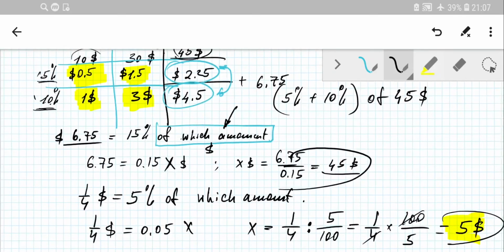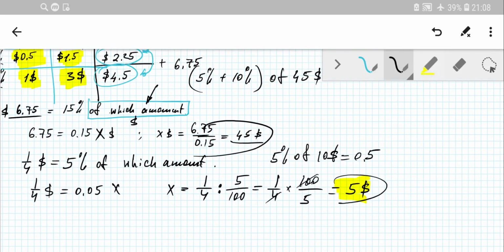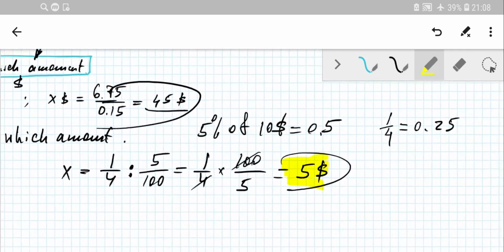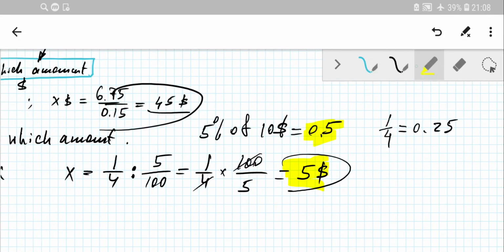So if you write 5% of $10, as a result you've got 0.5. So what about a quarter? So a quarter is simply 1/4, yes, and it's actually 0.25, right? So what about the numbers, the correlation? You've got 0.5, and now here you've got 0.25.